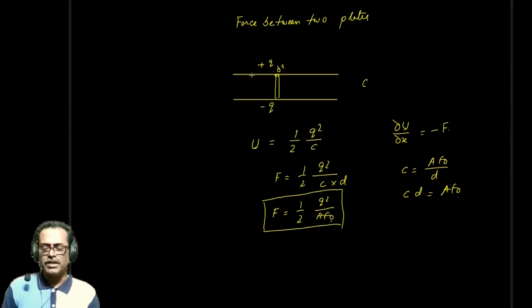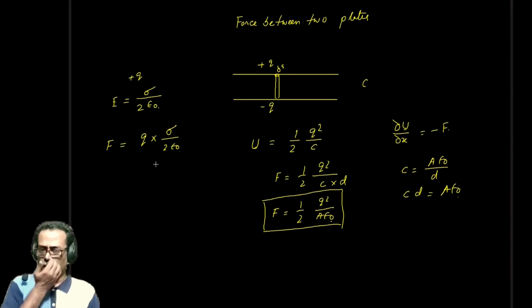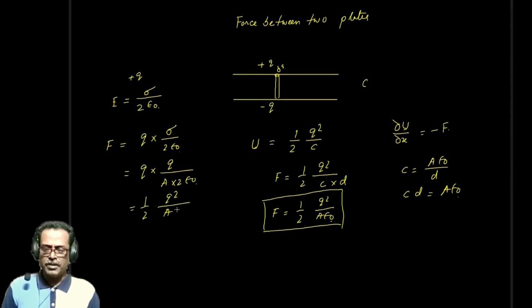That is, if we consider this is a long charge sheet having charge plus Q, therefore E is equal to sigma, that is surface charge density, by 2 epsilon 0. And the force F is equal to Q into sigma by 2 epsilon 0. We know that force is equal to charge into electric field is equal to Q into sigma, is equal to Q by A into 2 epsilon 0. So half into Q square by A epsilon 0. So we can prove it in this way.